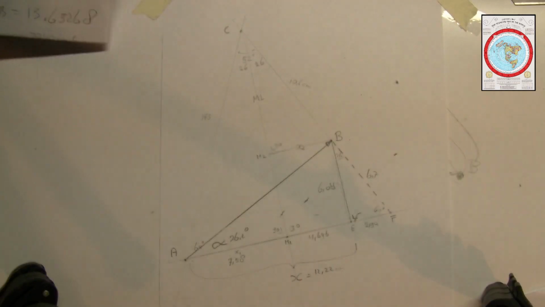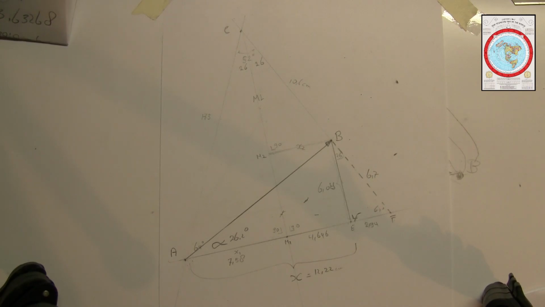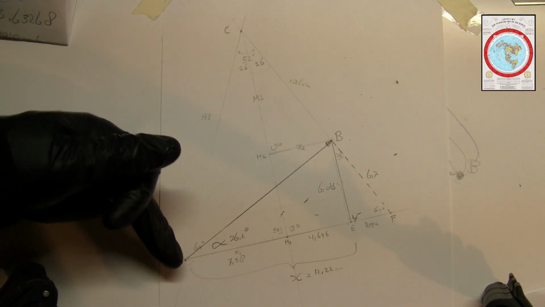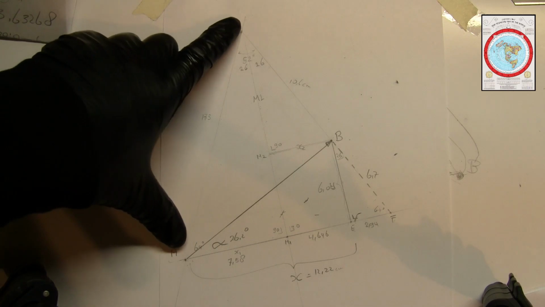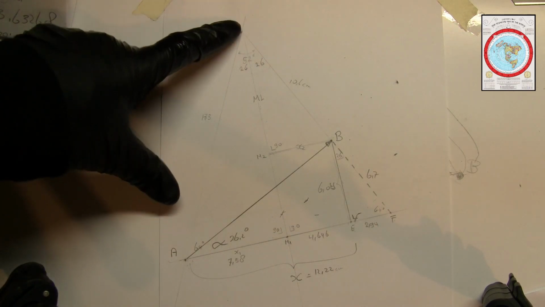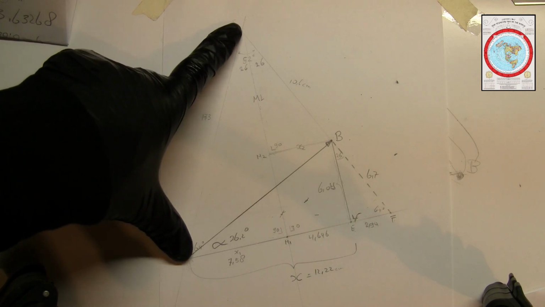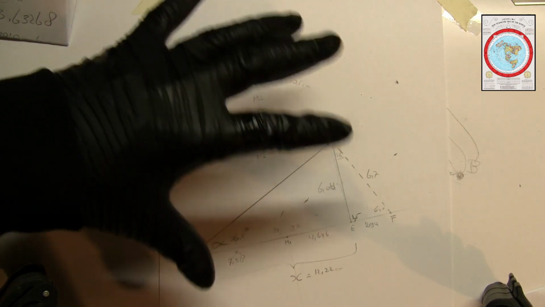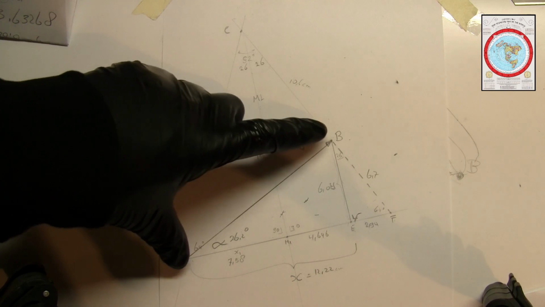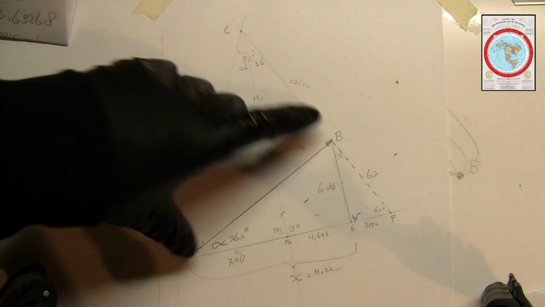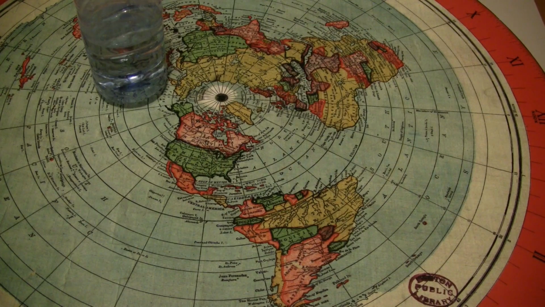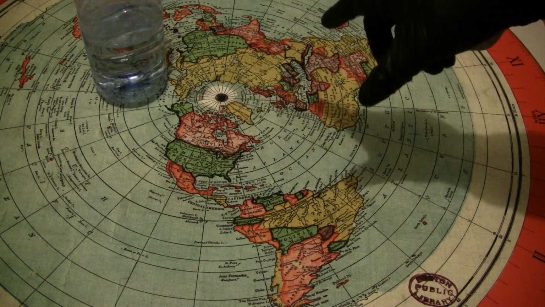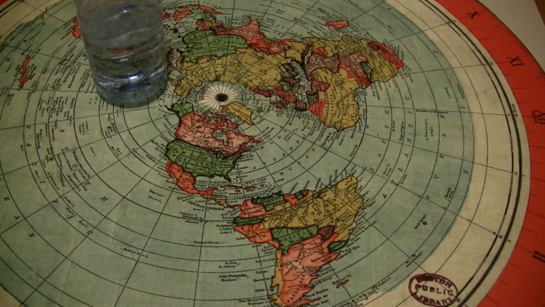So this is how you can calculate a distance between two cities on a Gleason's map. You need to measure or calculate the distance from the North Pole to one city, and then from the North Pole to the other city, and then you can do this math and calculate the distance between the two cities. Now you know how to do it. In my next video, we're going to calculate the distance between two cities.